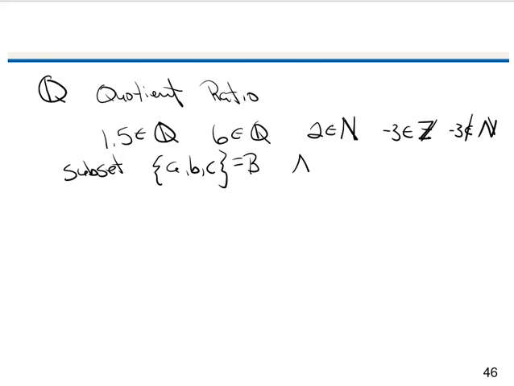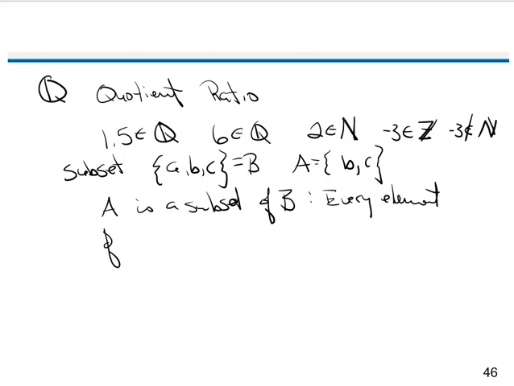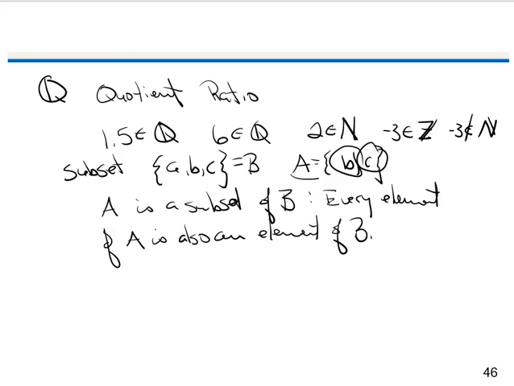We have another set A, which is B and C. So we would say that A is a subset of B, and what we mean by that is every element of A is also an element of B, right? If you check this, that's in A. Is it in B? Yes, of course. This is the other element of A. Is that in B? Yes. So every element of A is also in B. Therefore, we say A is a subset of B, and we have notation for that.